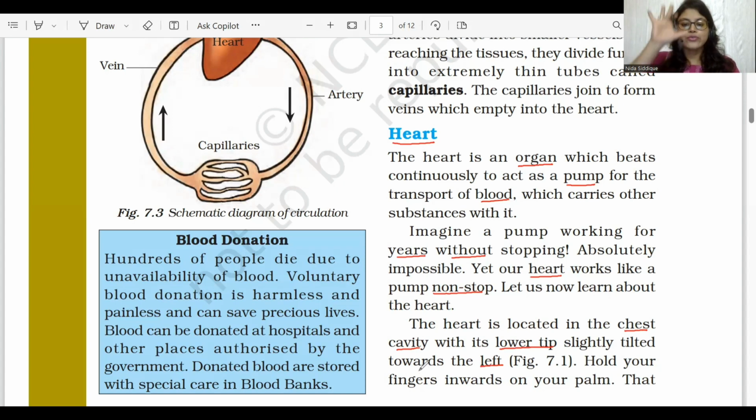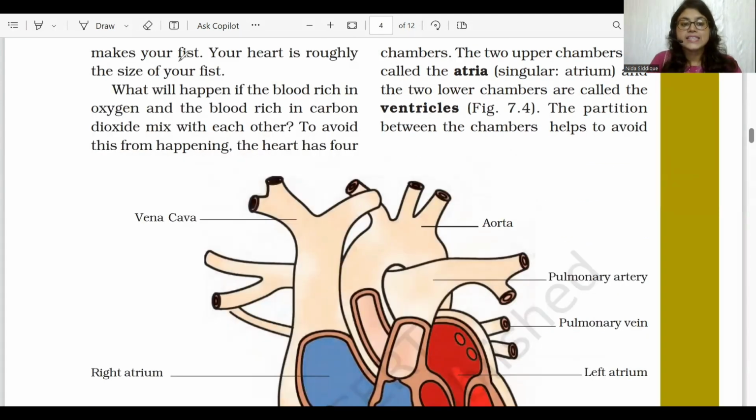Now hold your fingers inward. When we fold our fingers inward into the palm, it makes a fist. Okay, a fist is formed. And the heart size is just that of our fist. Okay, so our heart is roughly the size of our fist.